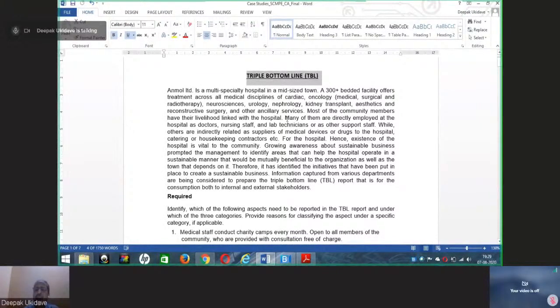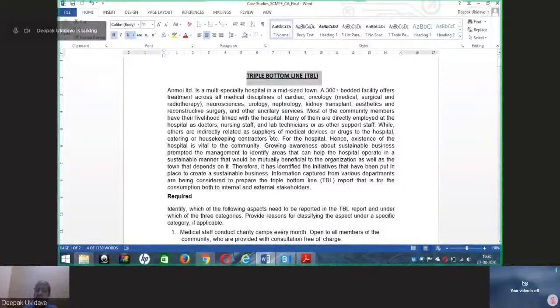Many of them are directly employed at the hospital, such as doctors, nursing staff, lab technicians, or other staff. I told you, people from the nearby community who are skilled, semi-skilled, unskilled are roped in and made part of the staff or technicians in this hospital, while others are indirectly related as suppliers of medical devices or drugs to the hospital, catering or housekeeping contractors.